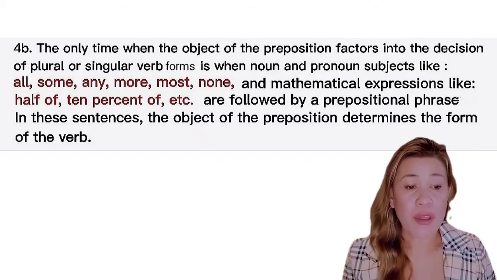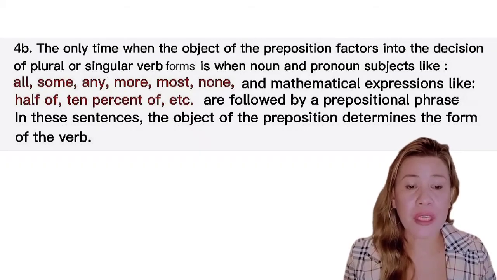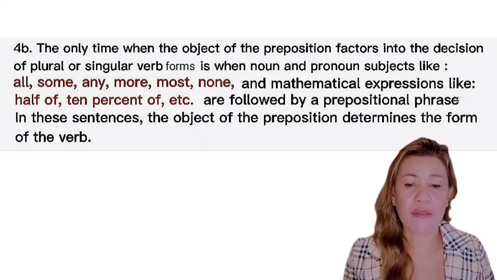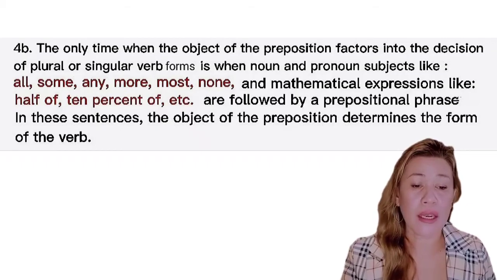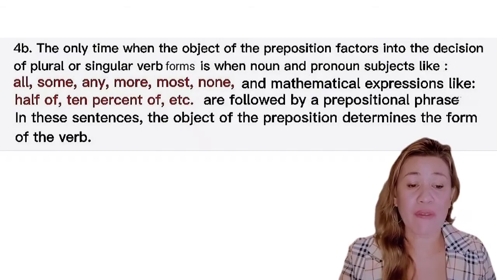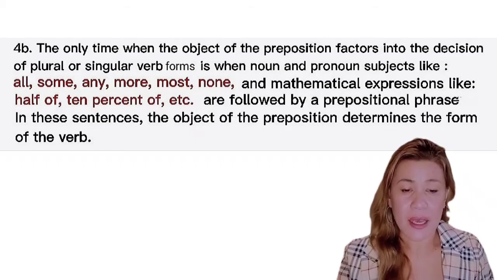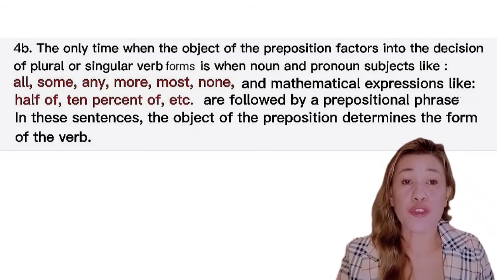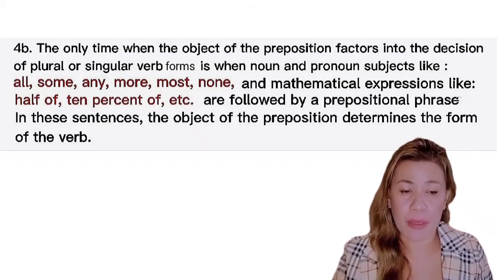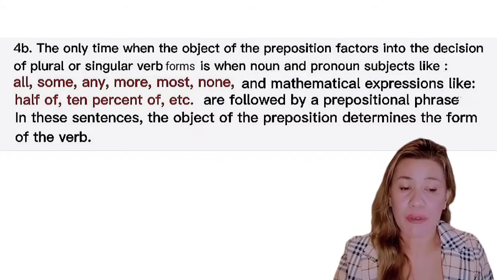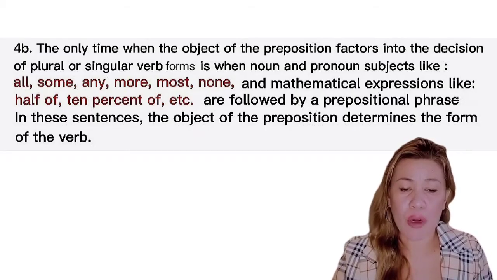Okay? Rule 4b. The only time when the object of the preposition factors into the decision of plural or singular verb forms is when noun and pronoun subjects like all, some, any, more, most, none, and mathematical expressions like half of, 10% of, etc. are followed by a prepositional phrase. In these sentences, the object of the preposition determines the form of the verb. Let me repeat that. The object of the preposition determines the form of the verb.